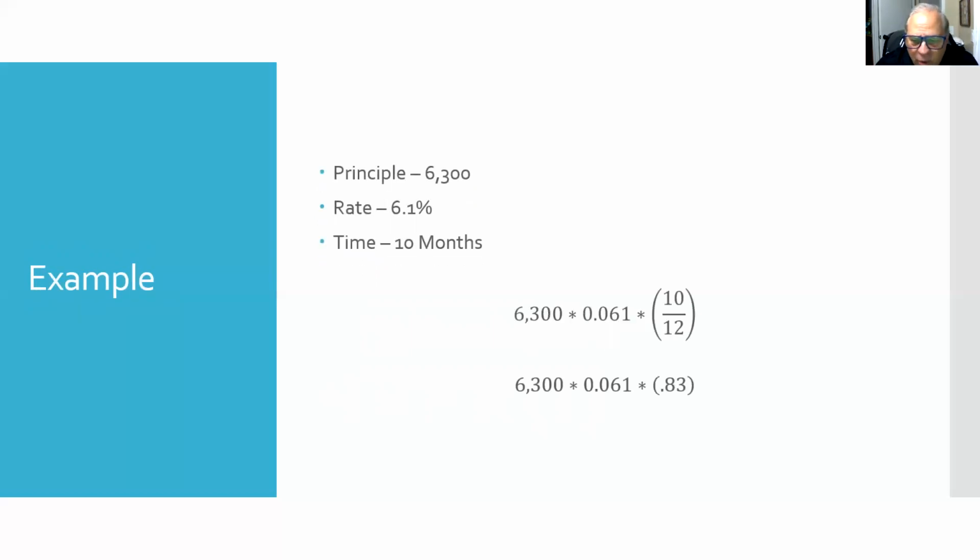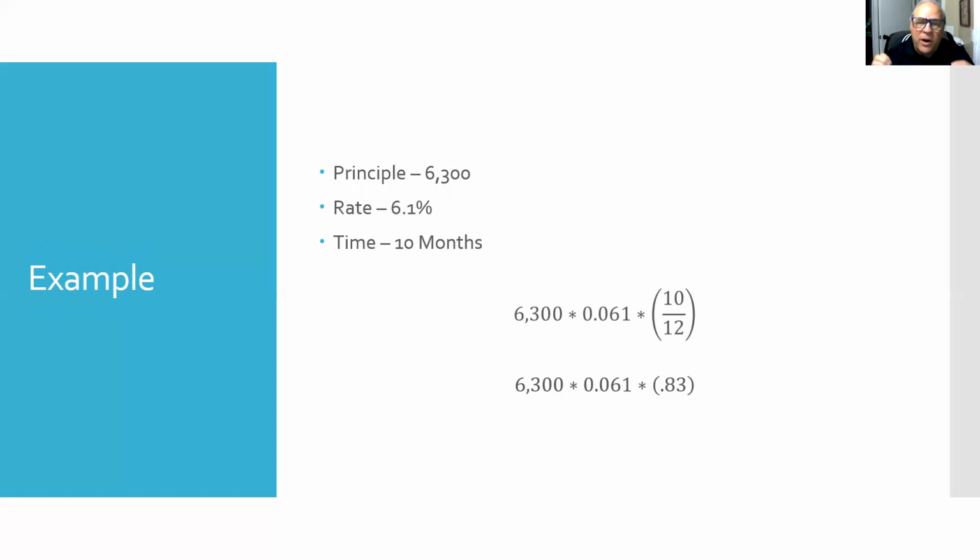If you do this the way you're supposed to, it will look as you see right here: 6,300 times 0.061 times, in parentheses, 10 divided by 12. Why is that? Because we're looking at 10 months, so it's less than a year. We need to put that into a decimal in order to use it. And then you see it at the very bottom. That means it would equal 0.83. If you do this right, then the mathematics come out correctly.